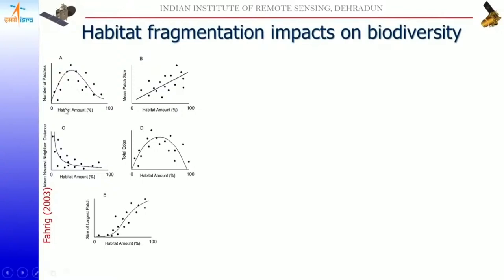Then the amount of habitat will be less in the case of more number of patches in any area. In the case of mean patch size, if the patch size is larger, the core will be larger, then the habitat amount of any species will be larger. Similarly for the nearest neighbor, the total edge or the size of the largest patch. So the largest patch is positively correlated with the habitat amount, and the number of patches is negatively correlated with the total habitat amount of the species.